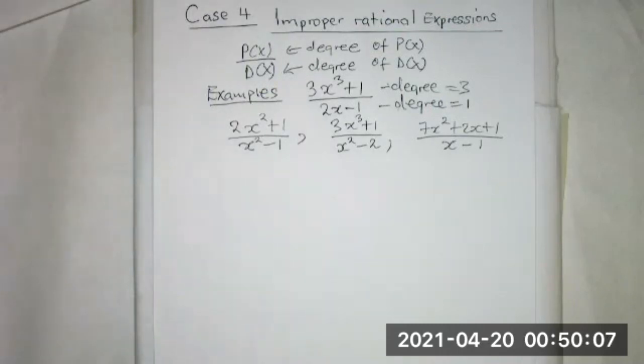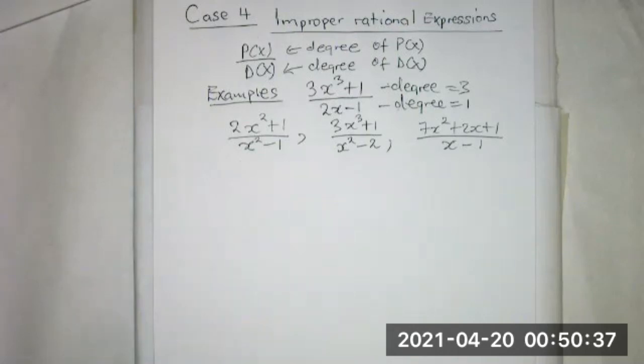Now, what I'm going to demonstrate in this particular recording is when do we use this fourth case? We use this fourth case when we have an improper rational. An improper rational, therefore, occurs if the degree of the numerator is greater or equal to that of the denominator. Now, how do we proceed?